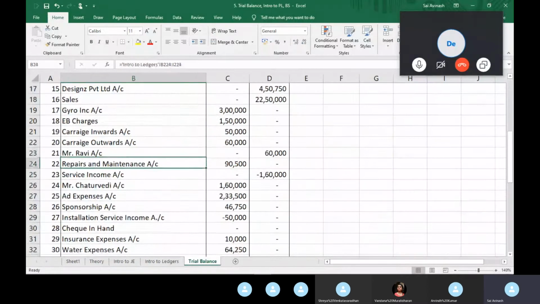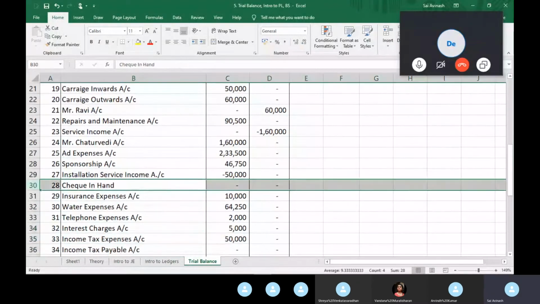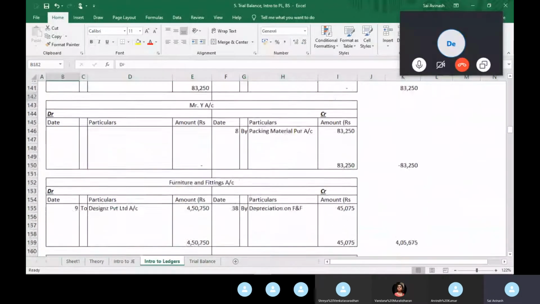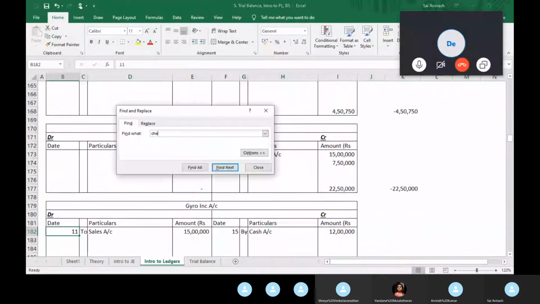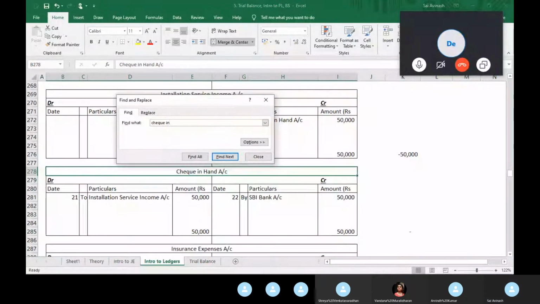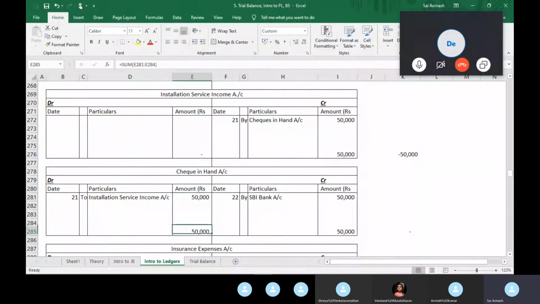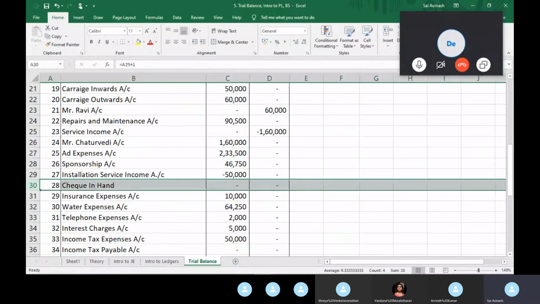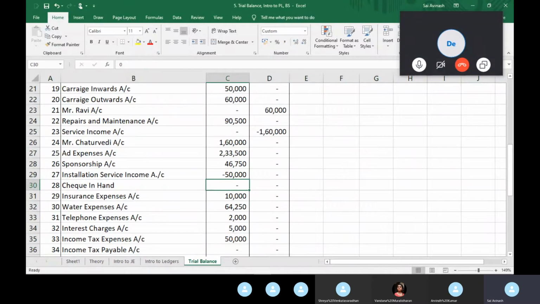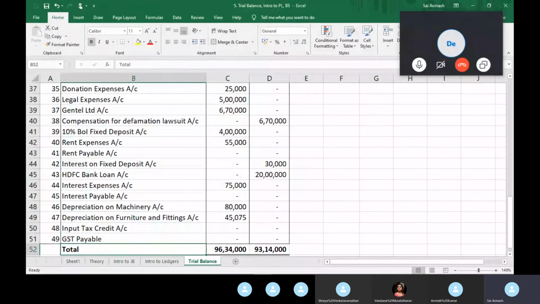Let's look at some other interesting account. Let's take cheque in hand. What did we learn about cheque in hand? This account does not have a closing balance because the debits and credits perfectly match. So some accounts will have a nil balance, and that's okay, not a problem.